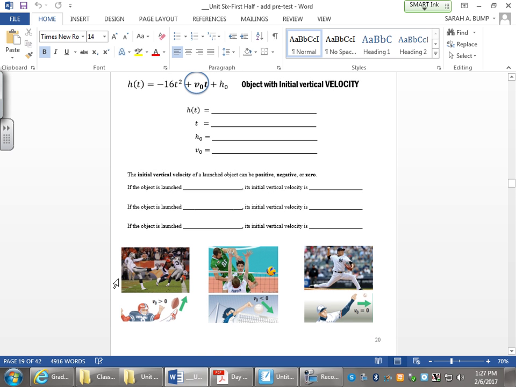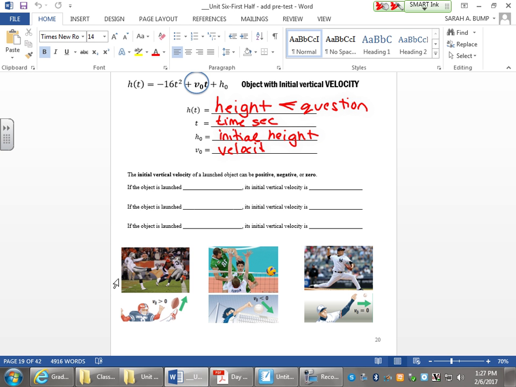We're going to redefine our variables here. So h of t is going to be just the height. Look at what the question is asking. We might have to figure out how long it takes for it to reach a height of 10 feet or how long until something reaches the ground. We'll figure that out by the question of the real world situation. T is your time in seconds. H naught is the initial height, and V naught is the initial velocity. So the initial vertical velocity can either be positive, negative, or zero.